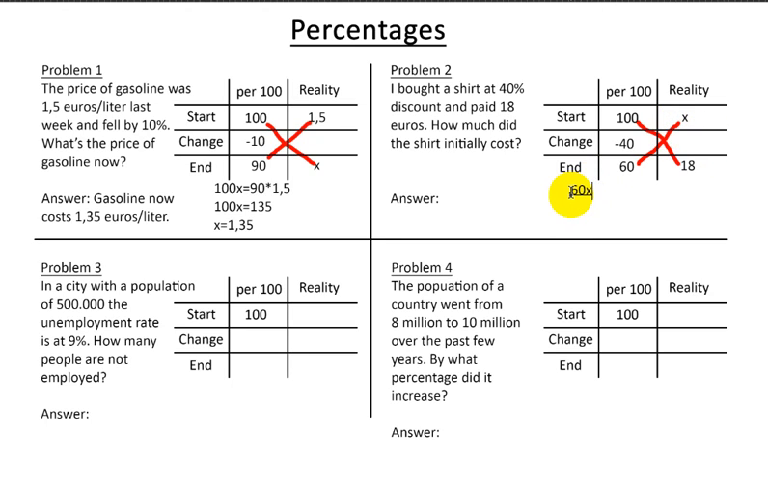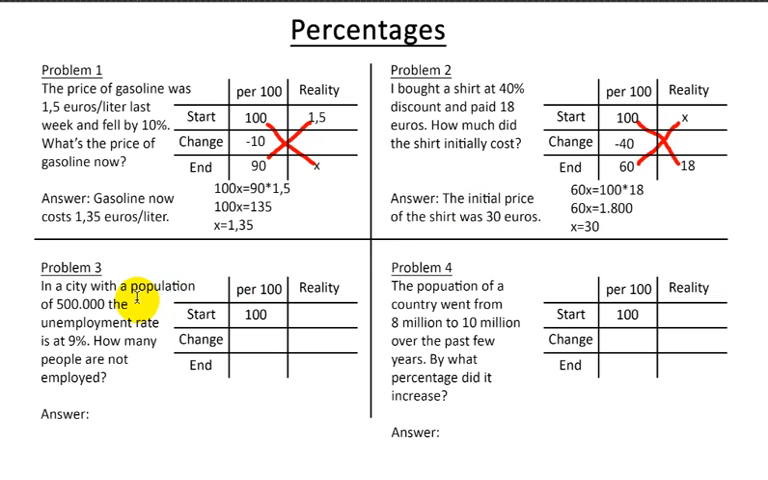So we would say that 60x needs to be equal to 100 times 18, meaning that 60x needs to be equal to 1800. So x, if I did this division, 1800 divided by 60, what I would get is 30. So the initial price of the shirt was 30 euros.